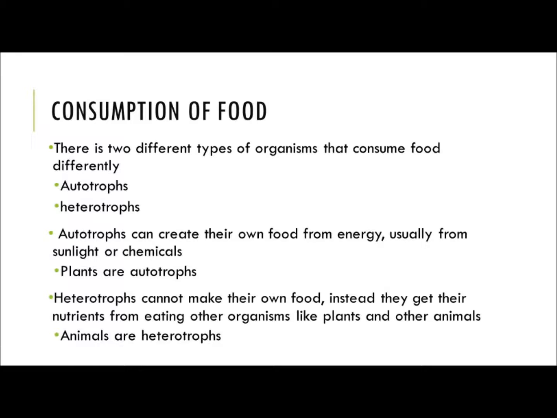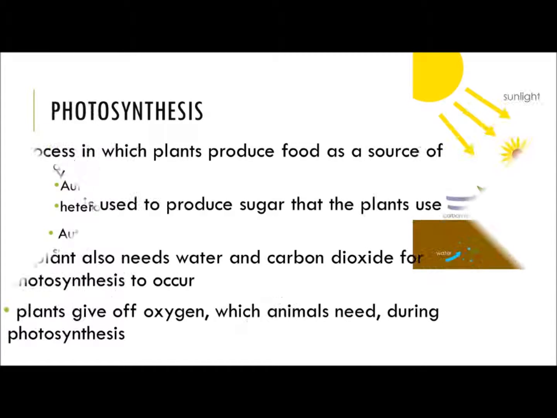The other category, called heterotrophs, cannot make their own food. The food they get is from eating other organisms like plants and animals. Animals are heterotrophs, like humans, cats, dogs, bears, and cows.